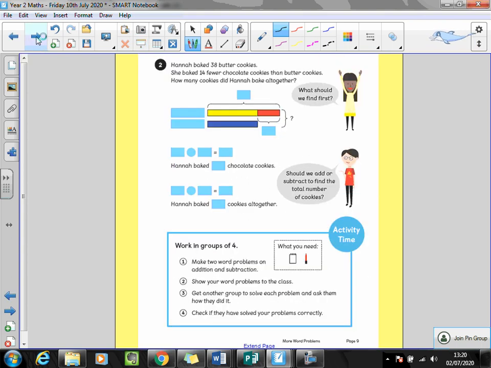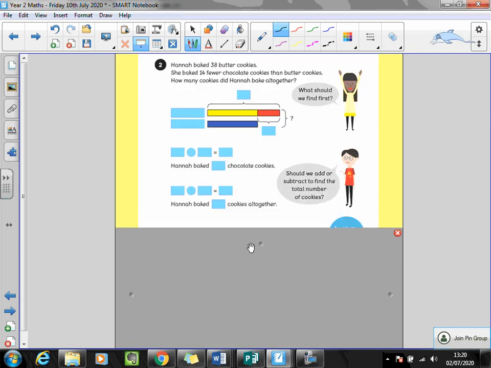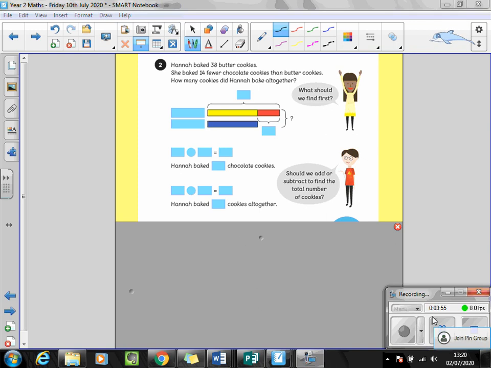Let's have a look at question number 2. Hannah baked 38 butter cookies. She baked 14 fewer chocolate cookies than butter cookies. How many cookies did Hannah bake altogether? Now I'm going to leave those bar models showing to help you solve this with an adult.